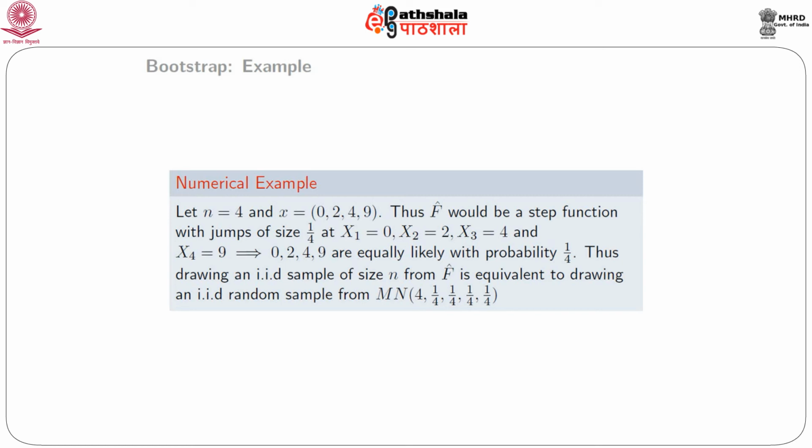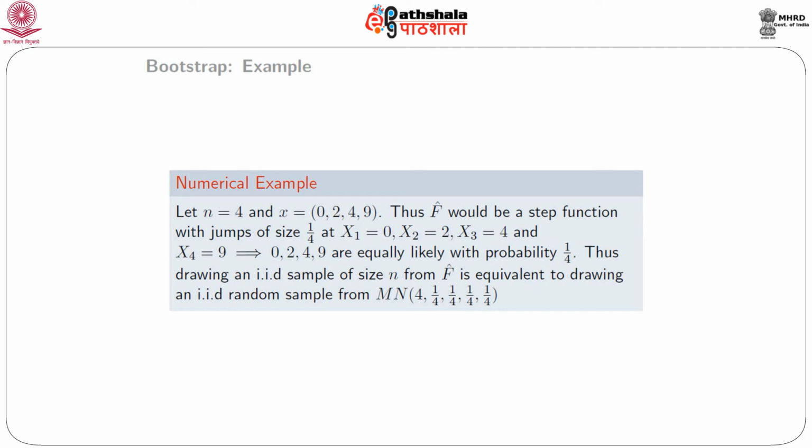Suppose n is equal to 4 and x is equal to, say, 0, 2, 4, 9. Then F hat is a step function with jumps of size 1 by 4 at 0, 2, 4 and 9, which implies 0, 2, 4, 9 are equally likely with probability 1 by 4 and all other values have probability 0.